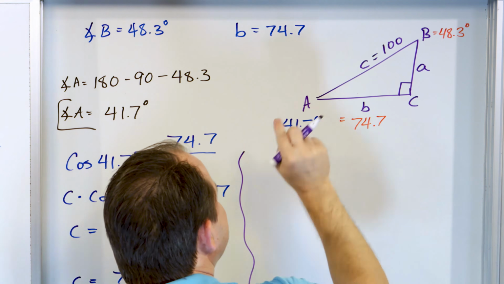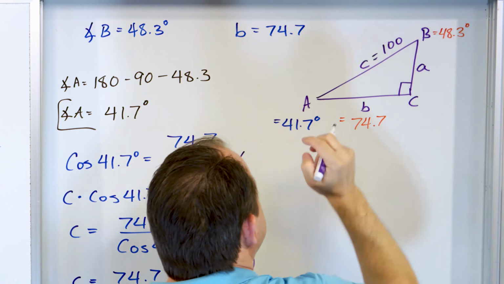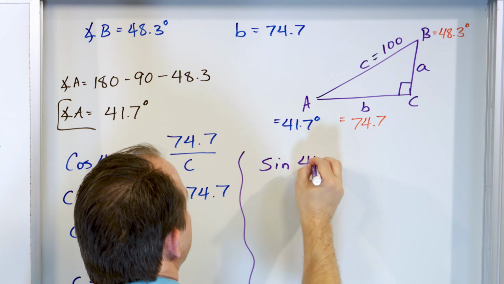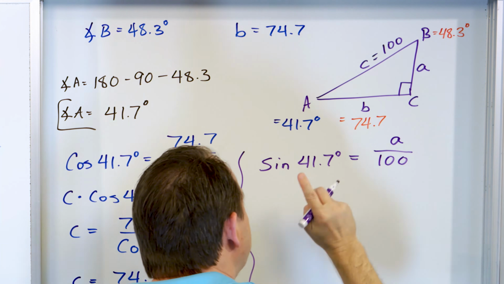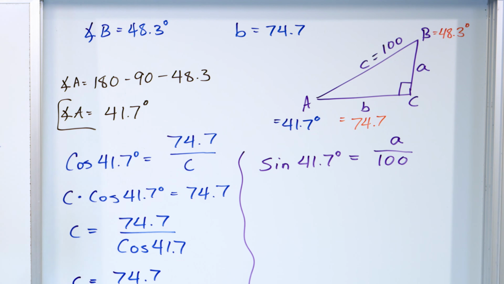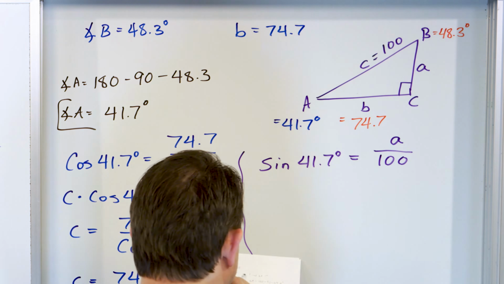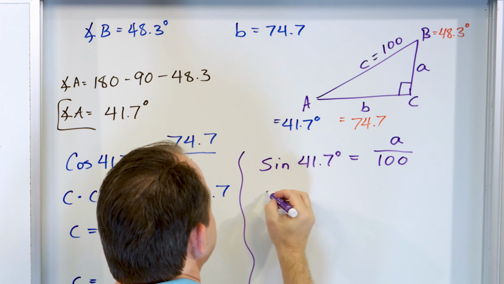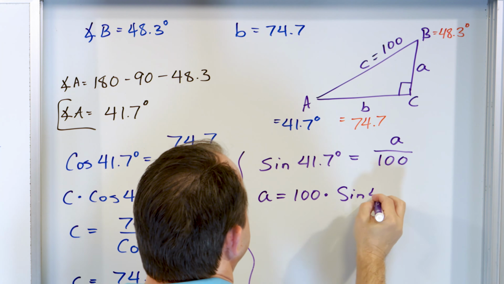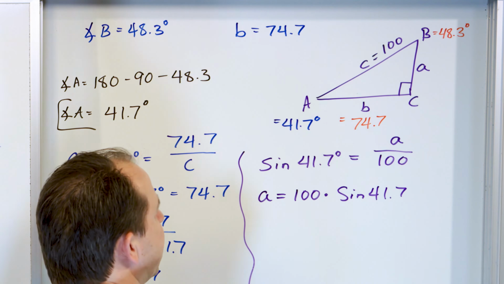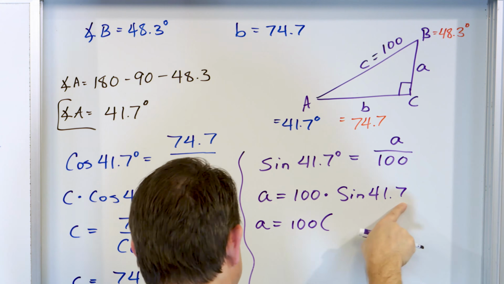And now I can use the same angle and use the sine, because the sine of this angle is going to be the opposite side divided by the hypotenuse. So the sine of 41.7 degrees is the opposite side, A, over the hypotenuse, which we just calculated to be 100. All right, so what is the sine of 41.7? Well, what I can do is multiply, first of all, by 100, and basically turn it around and say that A is 100 multiplied by the sine of 41.7. Just multiply both sides of the equation by 100. So you have 100 multiplied by the sine of 41.7.